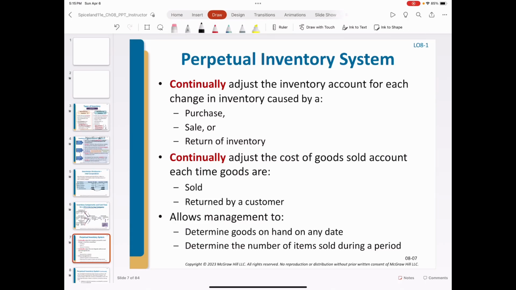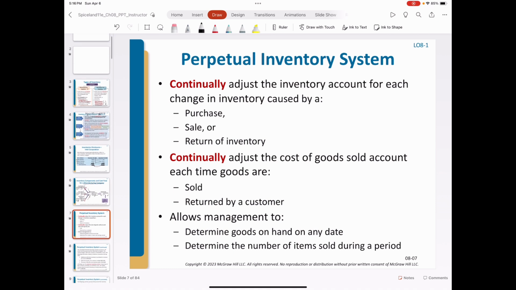There are two different inventory systems. One is the perpetual inventory system. The other is the periodic inventory system. First, what is a perpetual inventory system? Basically, we are going to adjust the inventory accounts continually.